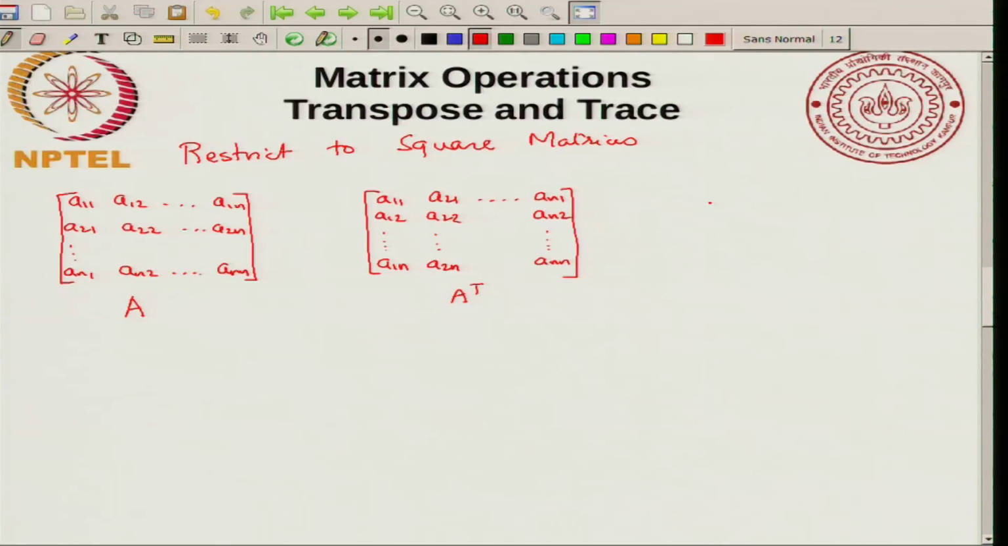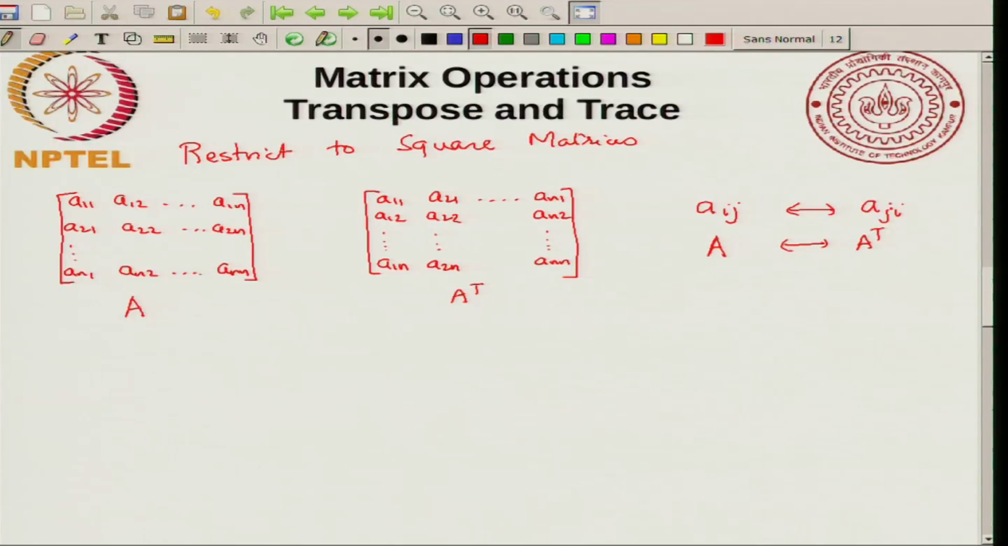So I can write: if Aij is an element of A, then the corresponding element of A transpose is Aji. So Aij and Aji are swapped in A and A transpose. So when you go from A to A transpose, you are swapping the off diagonal elements. Diagonal elements are not affected because Aii remains the same.